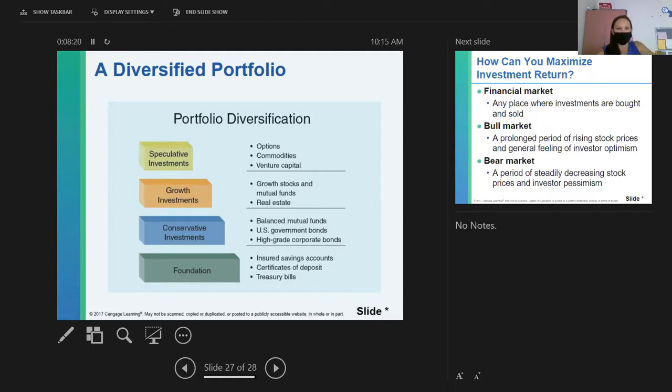And then going up, you have your conservative investments, your growth investments, and then your speculative investments. And again, it gives different examples over there on the right. So those speculative investments have high earning potentials, but carry the highest risk. So again, as it goes up, your risk goes up as well.